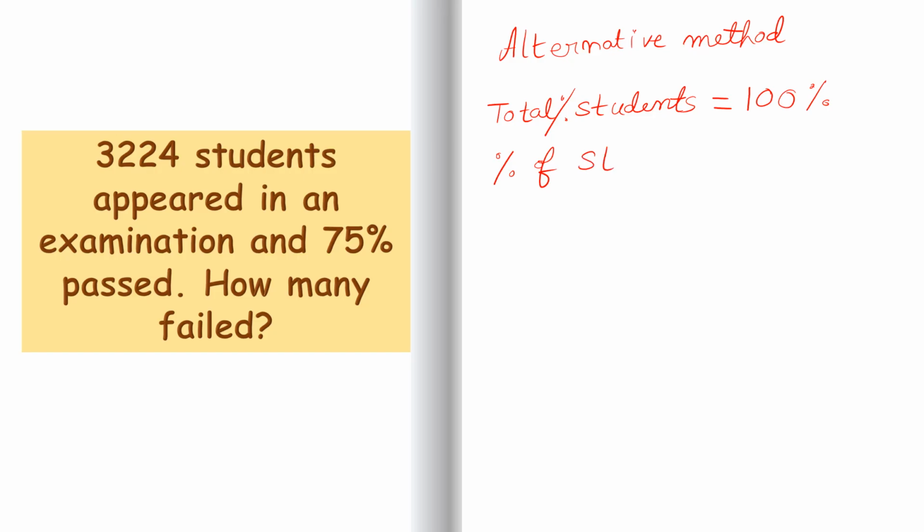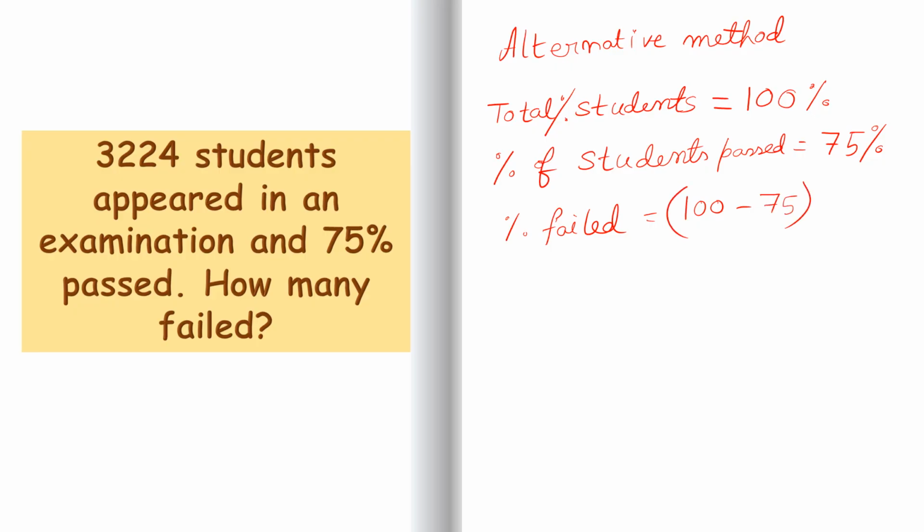Percentage of students who passed, what do you think it is from the information given in the question? It is 75%. So there were 100% students, 75% of them passed. So percentage of the failed students, what will it be? 100 minus 75, definitely in bracket, and then we will write percentage sign. So the answer is 25%.